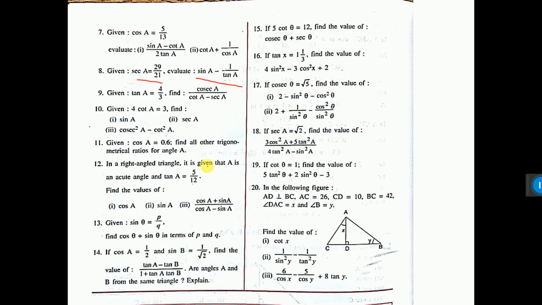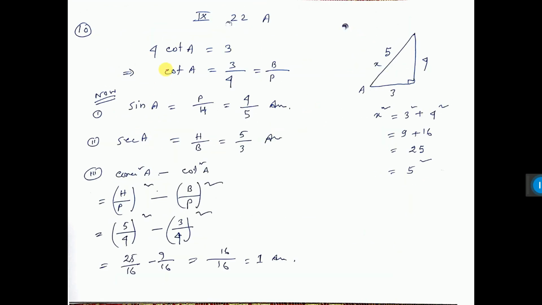See sum number 10, given 4 cot A equal to 3, find this value. So 4 cot A equal to 3, 4 will go that side. Now cot means base by perpendicular, so base 3, perpendicular 4. Now if you consider x, I told you when calculating the hypotenuse you have to give a plus sign. 3 square plus 4 square, so this is 9 plus 16, 25, that is 5 square. So x equal to 5, it is written here.